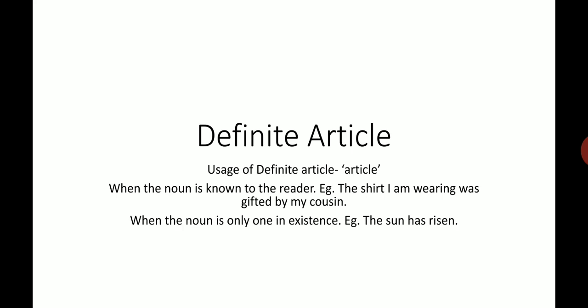So now, usage of the definite article. Where all should we use the definite article the? When the noun is known to the reader. For example, the shirt I am wearing was gifted by my cousin. Now the words I am wearing tell us which shirt is referred to. Second, when the noun is only one in existence. Example, the sun has risen high.